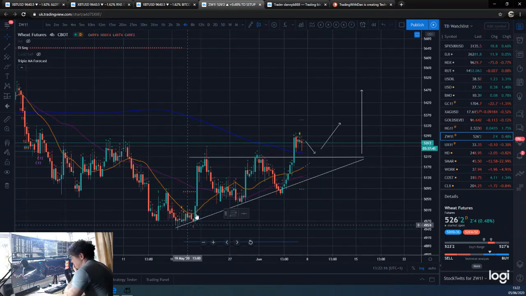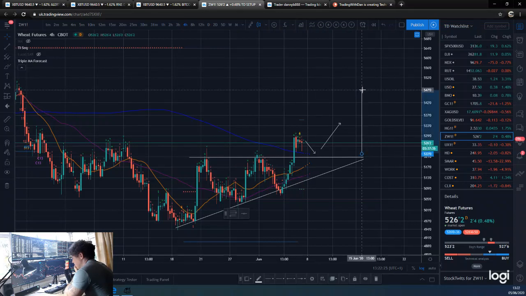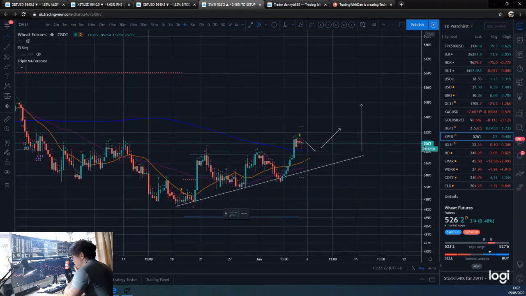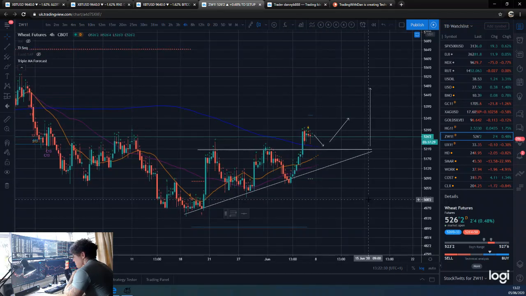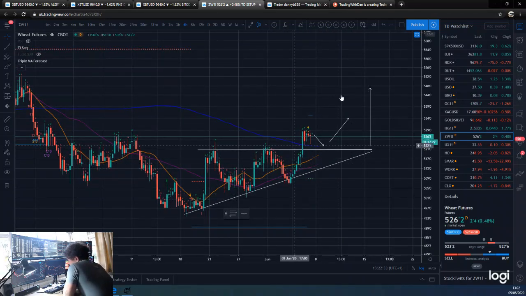I'm very annoyed that I did not buy here. Clearly, because we went up quite a lot. But anyway, it was there for the taking. I saw it. I was watching it in real time, and I just did not pull the trigger. What is up with me? Anyway, so this is what we are looking at on this 4 hour.